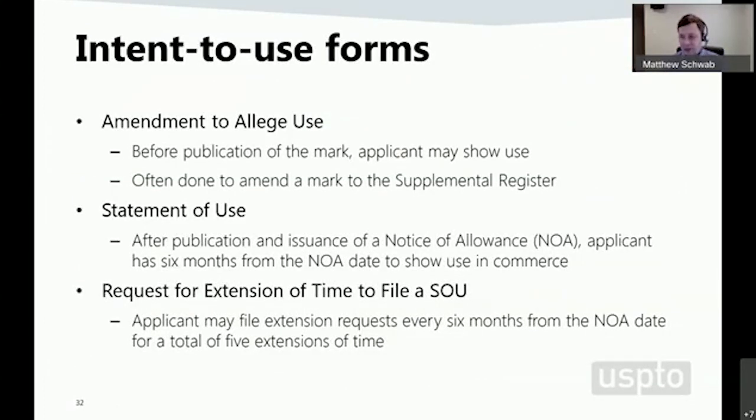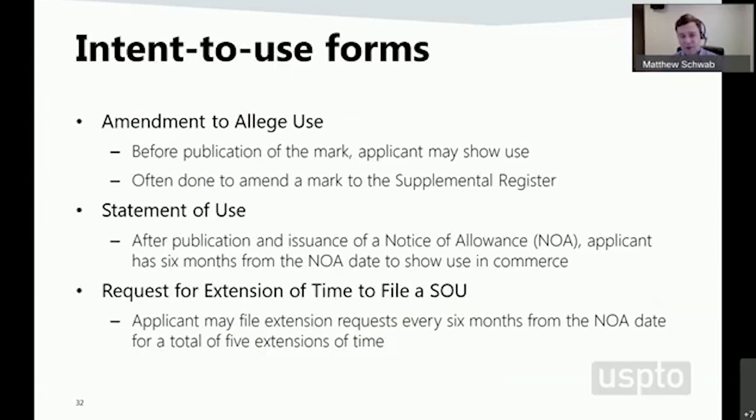I want to talk about intent to use forms briefly. We touched upon them. We have an amendment to alleged use, and a lot of times if you've had a mark that's been refused on grounds of descriptiveness, but you've started using the mark, you may amend to alleged use, which means: this mark has descriptive wording in it, and I acknowledge that. I want to amend it to the supplemental register, but because I'm not eligible for the supplemental register until I'm using it in the mark, I need to amend it to alleged use first. So we may often see an AAU, or an amendment to alleged use, when someone's received a descriptiveness refusal, but they've also started using the mark in commerce in the meantime.